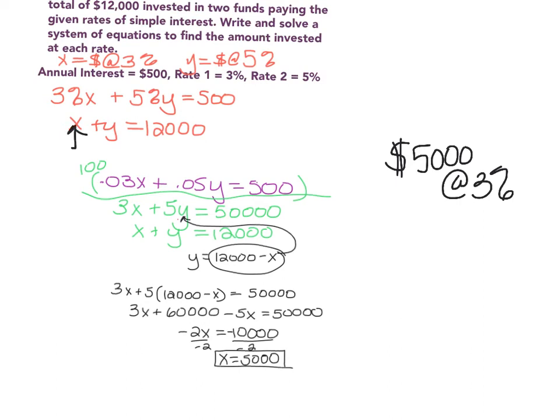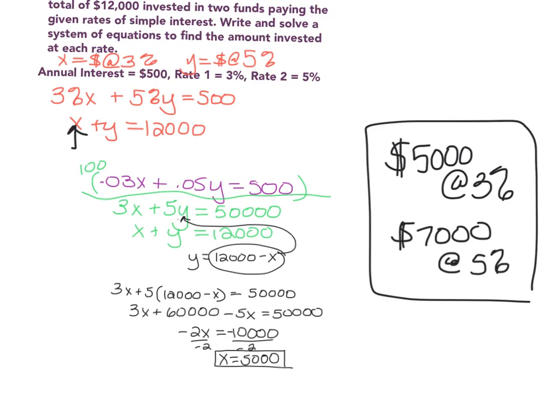What was my total investment? $12,000, right? Yeah. So that means $7,000 at 5%. These won't be written in coordinate point form. They're going to give them to you like a real world answer, okay?